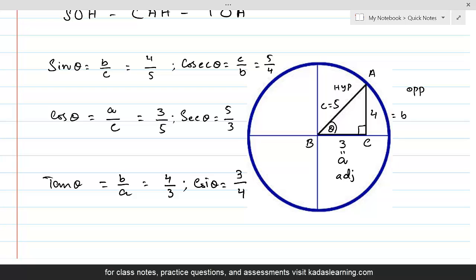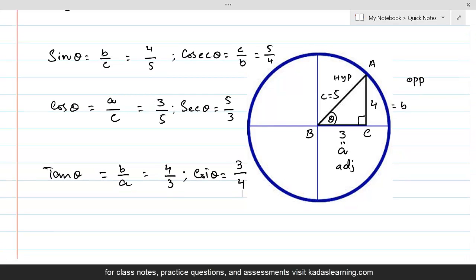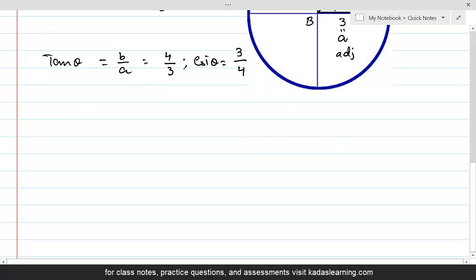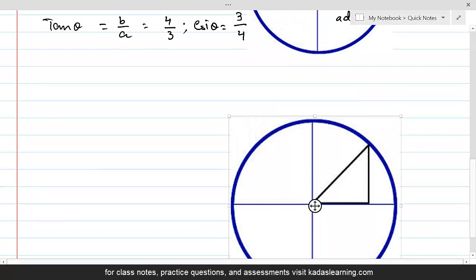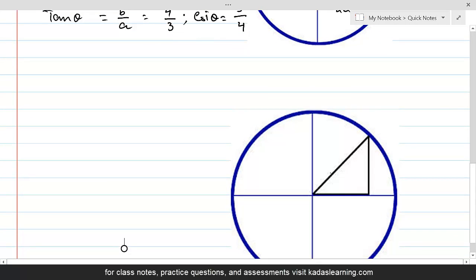Now the question is, what happens to these trigonometric ratios if the angle increases? If you carefully look at this triangle ABC, let's draw a new circle here. Let's take a look at what happens if this angle theta increases, and this point will come right here. Let's say that this will be the new hypotenuse, and if we draw the perpendicular, then it will meet the base here at this point.